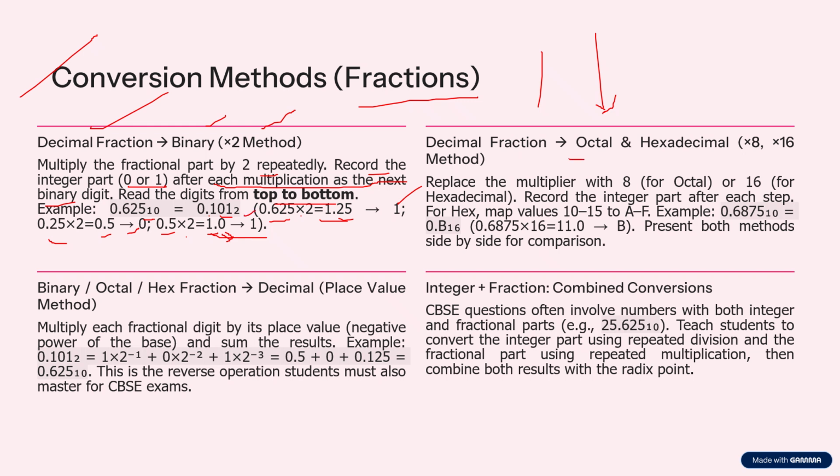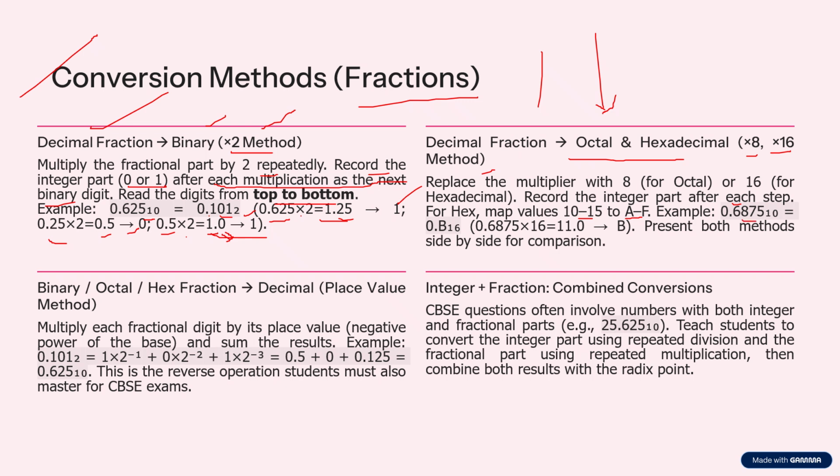Decimal fraction to octal and hexadecimal. Here we are using the multiply by 2 method. Here we are using the multiply by 8 or multiply by 16 method. Replace the multiplier with 8 for octal and 16 for hexadecimal. Record the integer part after each step. For hex, map values 10 to 15 to A to F.